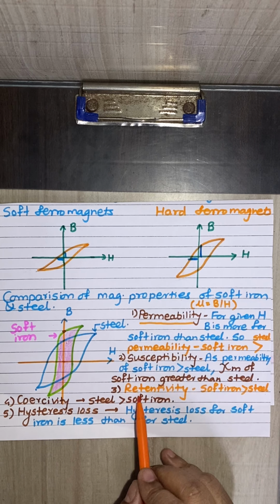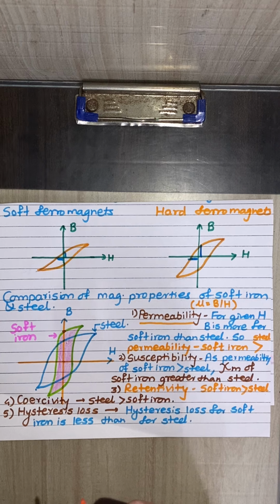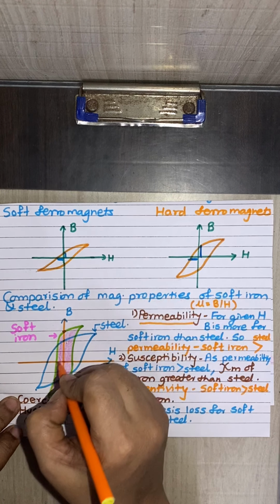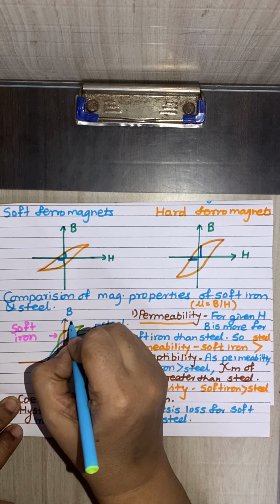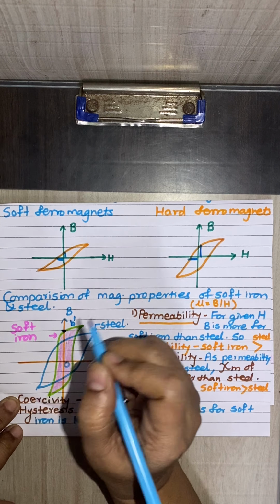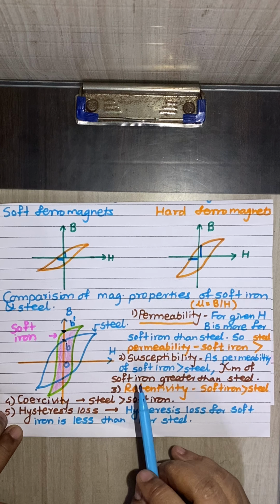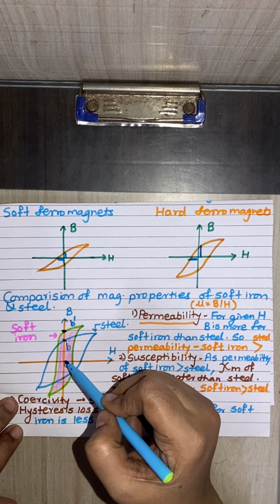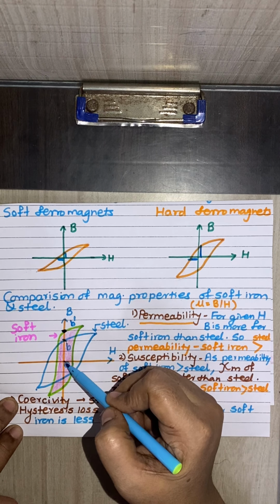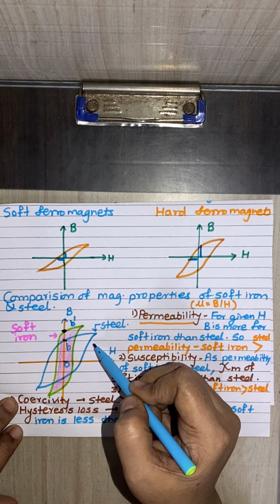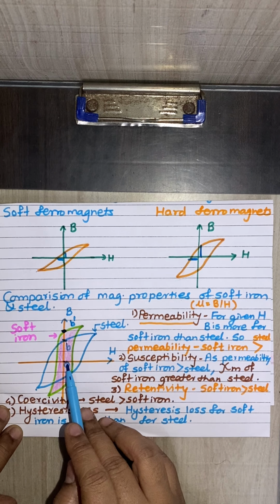Now the third point is retentivity. The retentivity of the soft iron is OB dash. I will show you here: this is O and this is B dash. So this is the O point and this is the B dash point, and this other point is the B point. You can see here the retentivity of the soft iron, OB dash, is greater than the retentivity OB for the steel. Obviously the retentivity for soft iron is greater than that of the steel.